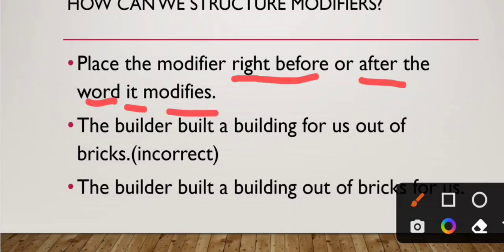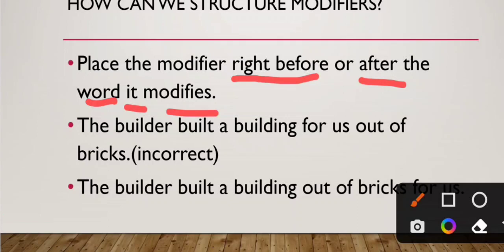Modifier, whether it is an adjective or an adverb, and there are more different kinds of modifiers, they modify a word in the same sentence, they describe it, they give extra details. Remember, an adjective describes a noun or pronoun, or an adverb describes different words. So we have to be very careful when we place the modifier. We should place the modifier right before or after the word it modifies.